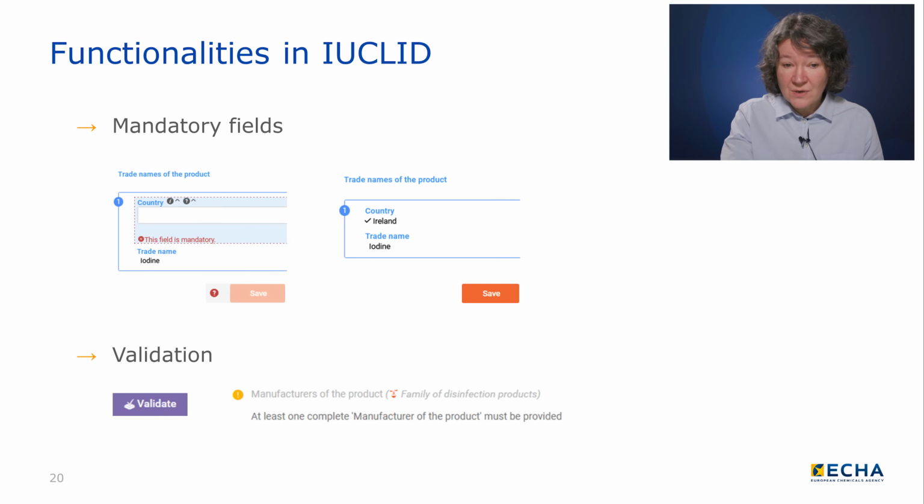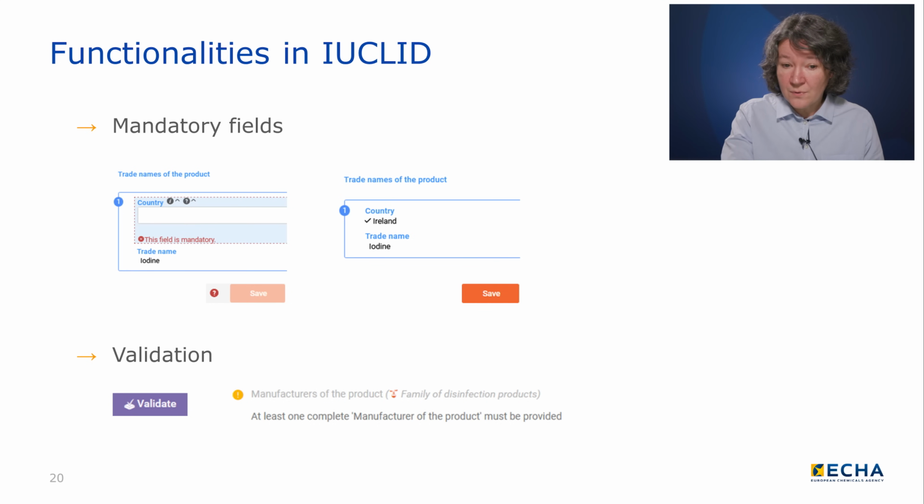There are also two functionalities that help you to provide a complete and consistent SPC dossier. Mandatory fields: if the user left a mandatory field empty, the document cannot be saved. And the second one, validation. Validation assistance can be run on the dataset or dossier, and a report is produced that lists all the things that should be completed or corrected.